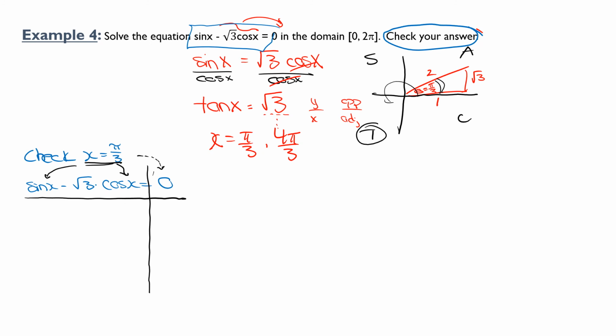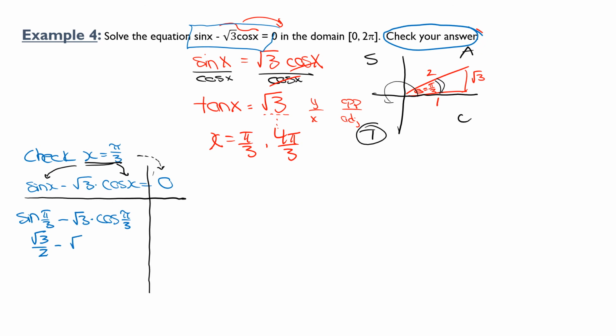Always substituting into the original equation, always. We've got sine of pi over 3 minus root 3 times cos of pi over 3. So I'm only working on this side right now. What is sine of pi over 3? I already have a pi over 3 triangle drawn up there in red. Sine is opposite over hypotenuse, so that's going to be root 3 over 2.